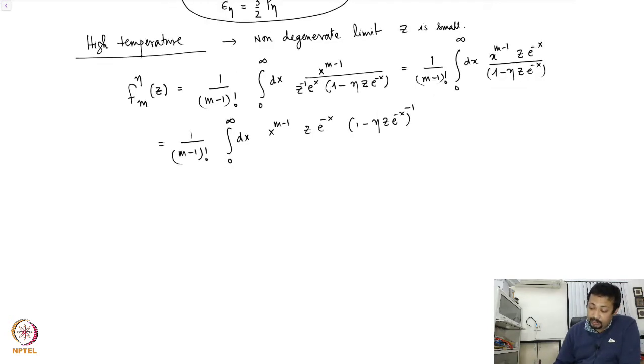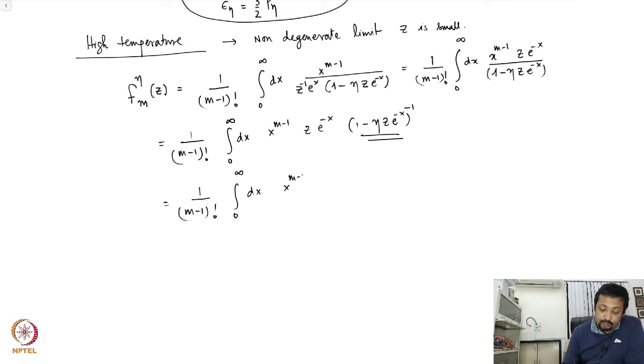So now I can do a binomial expansion of this term that gives me 1 over m minus 1 factorial integral 0 to infinity dx x to the power m minus 1 z e to the power minus x sum over alpha of eta z e to the power minus x raised to the power alpha, so that I have alpha is equal to 0 to infinity.